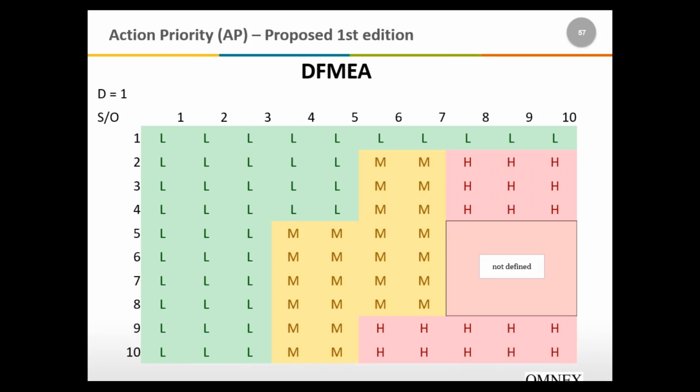And again, as all the other ones, if you have a severity of 1, it's always low across the board. So they do have these different tables, and the tables are different for DFMEA and TFMEA for priorities on this. So for each of your particular requirements, you come up with what is your action priority, whether it's low, medium, or high.